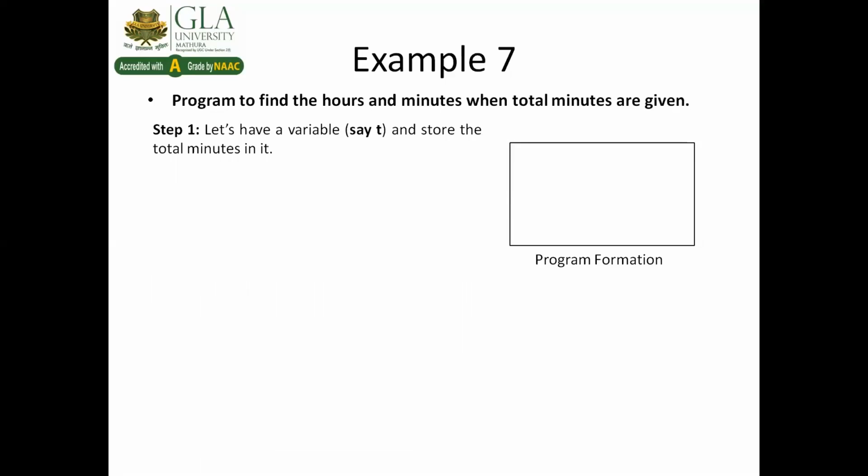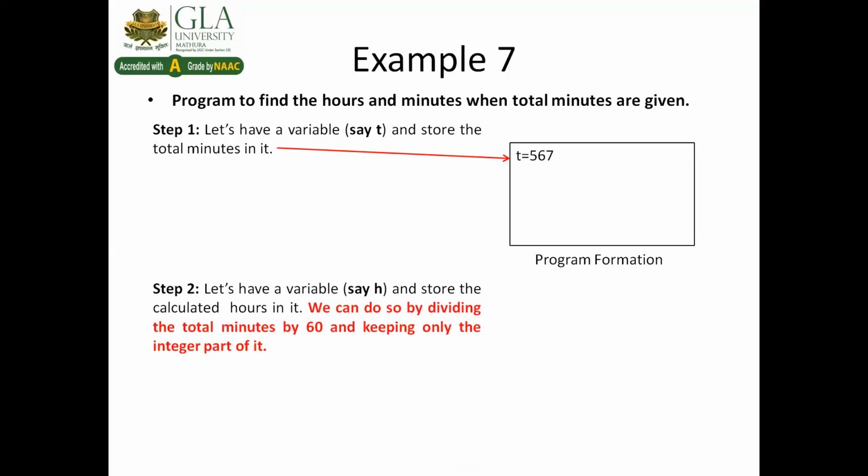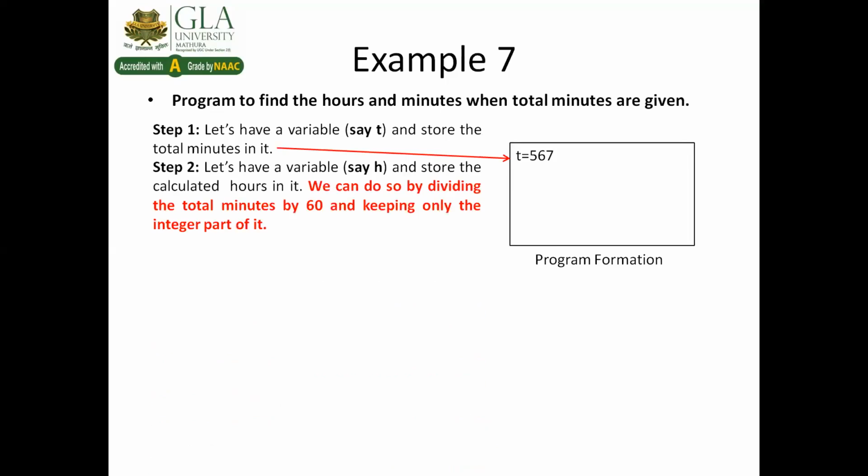So let's have a variable t that is going to store the total minutes. Let us say that t equal to 567. So I have to find out how many hours and how many minutes there are in 567 minutes. So let us have a variable, say h, and we want to store the calculated hours. We are going to calculate the hours in such a manner that when we divide t by 60, we want the quotient of it.